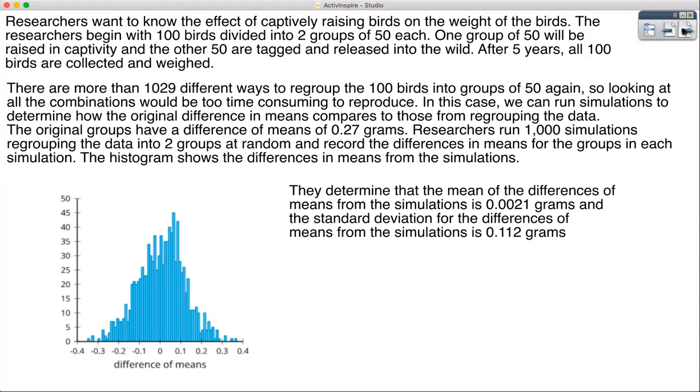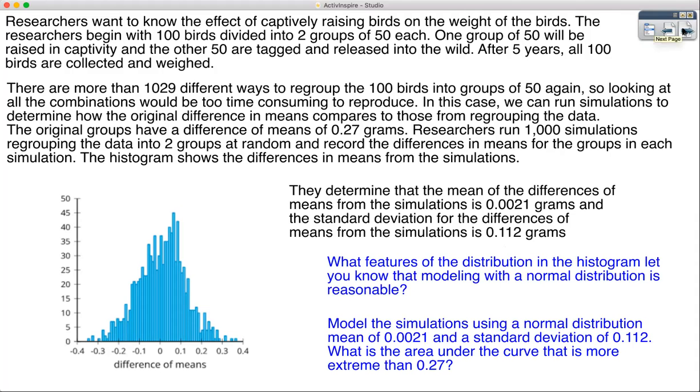We want to think about the first question here that says, what features of the distribution in the histogram let you know that modeling with a normal distribution is reasonable? After you think about that, you do want to model the simulations using a normal distribution with a mean of 0.0021 and a standard deviation of 0.112. After that, see if you can figure out what is the area under the curve that is more extreme than 0.27. And just a reminder, I do encourage you to use that GeoGebra app that allows you to find the area under the curve and also, of course, model the situation.